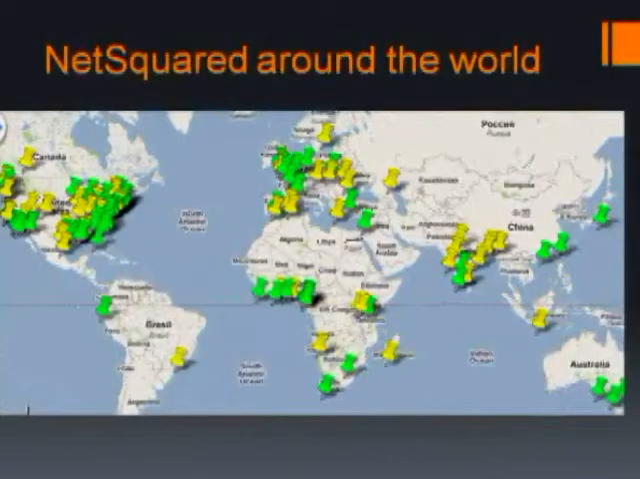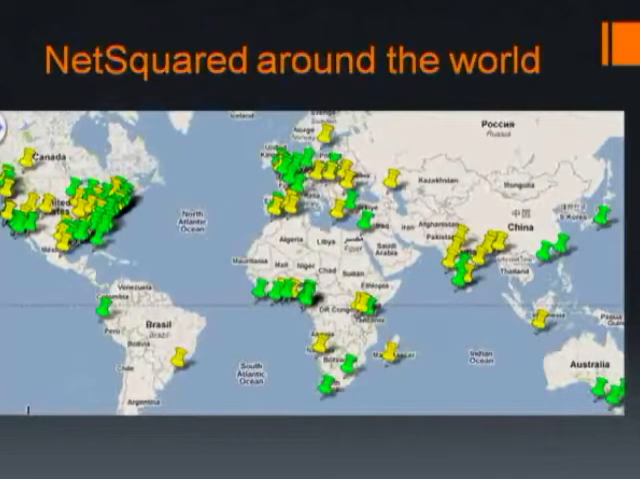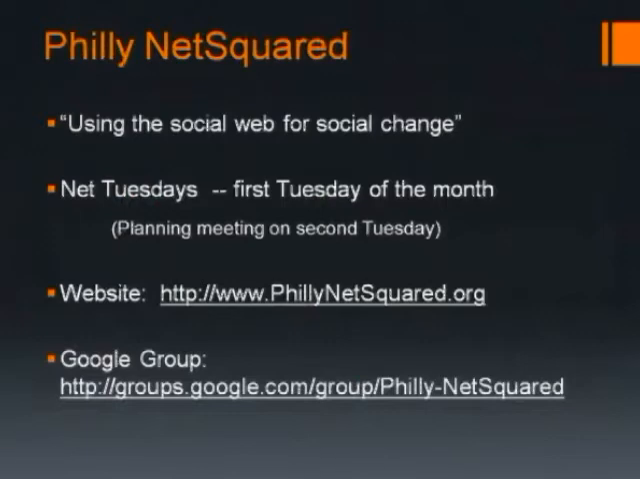Basically, there are a bunch of Net Squared chapters and affiliates around the world, mostly doing things along the nature of what we're doing, most of whom are having Net Tuesday events, often once a month, not always. In our case, we tend to think of the Net Tuesday events and Net Squared as being along the theme of using the social web for social change. The main way we try to achieve that is by having these events on the first Tuesday of every month, where we talk about something along those themes.